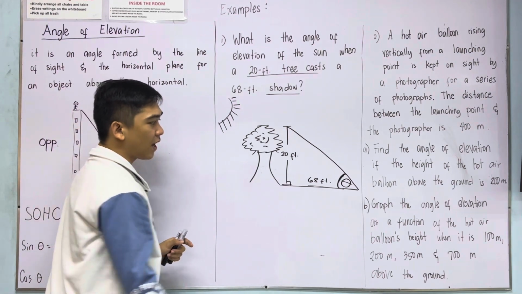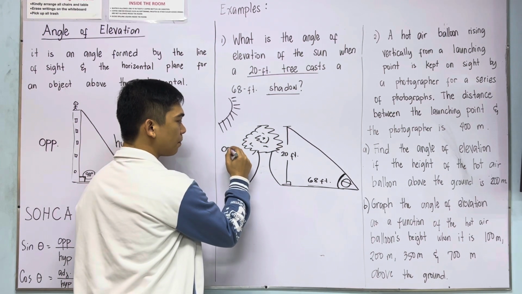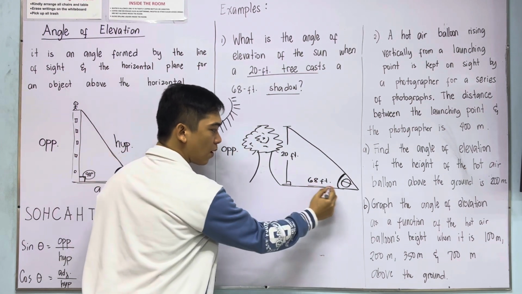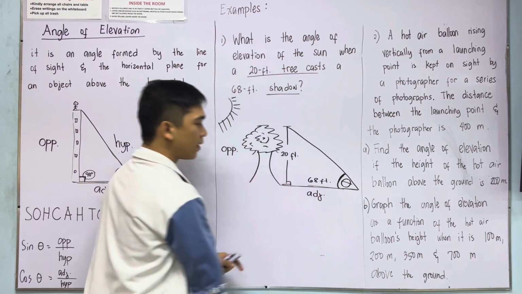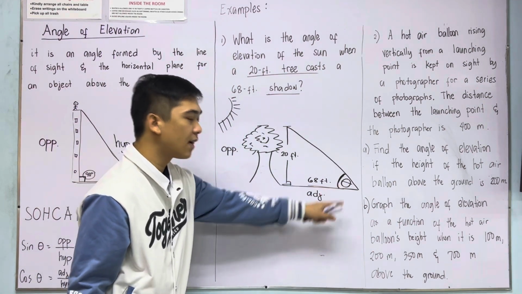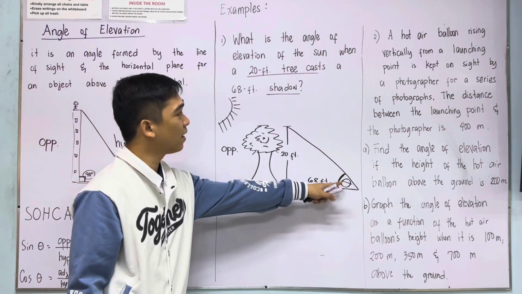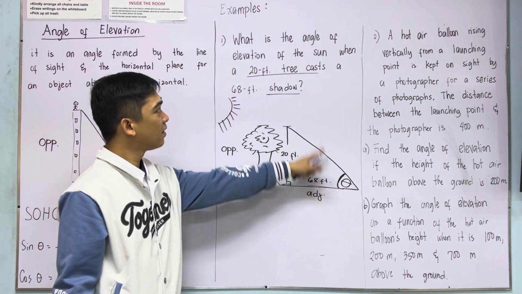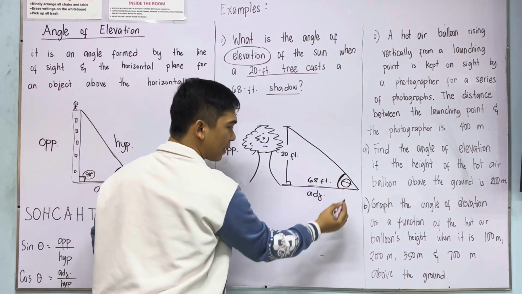Let's name the given. Ano ngayon si 20 feet? Siya si opposite. And this is 1. Tanong natin, what is the angle of elevation? So ito yung hinahanap natin.